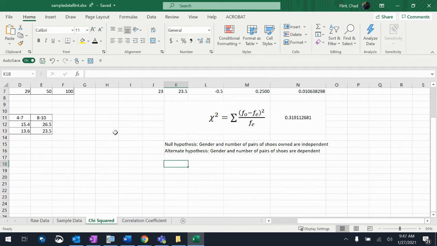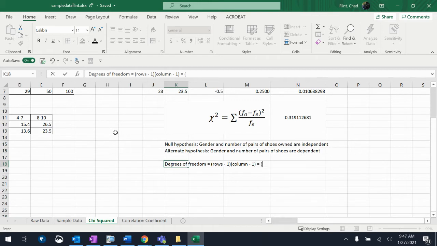Okay, then I need my degrees of freedom. I need to know what that is. So degrees of freedom equals rows minus 1 times columns minus 1, which equals 2 minus 1, which equals 2 for me. All right, my degrees of freedom is 2.